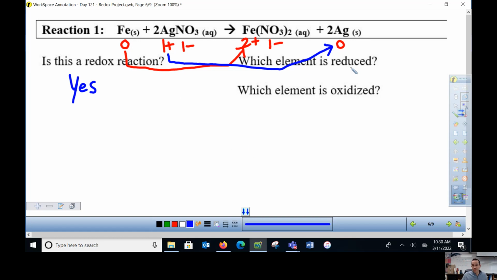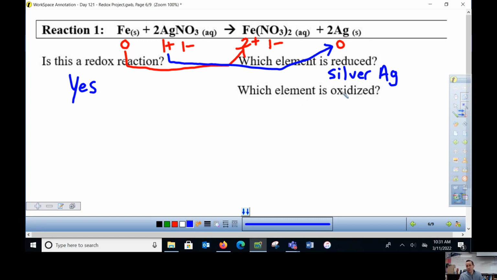So which element is being reduced? Remember, R-I-G: reduction is gaining electrons. Iron lost 2 electrons, right? It went from being neutral to losing 2 electrons, now being plus 2. But look, silver started out with a plus 1 charge, and now it's neutral. So that means silver had to gain an electron. So silver, Ag, is the element in this reaction that gets reduced. It gains an electron.